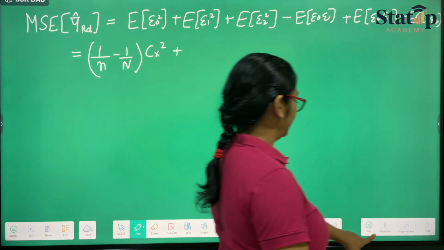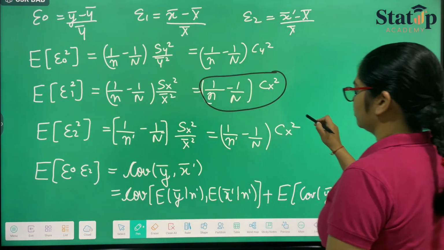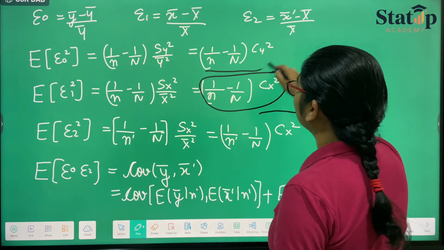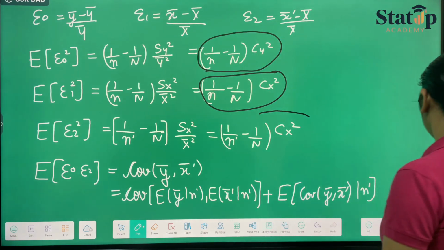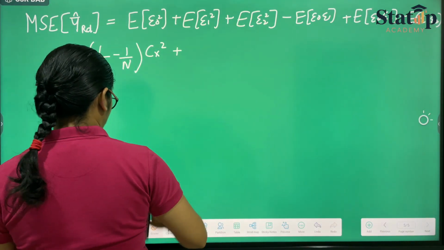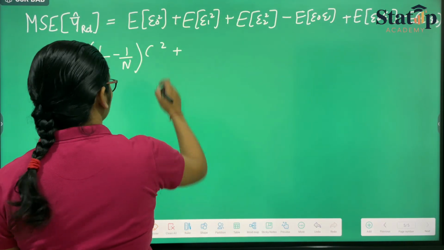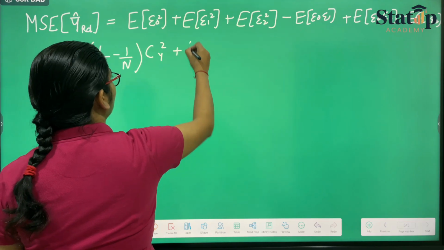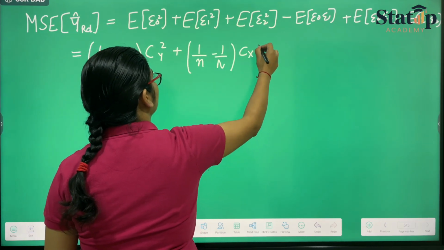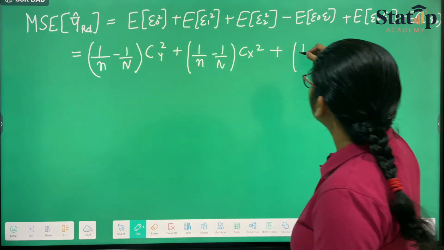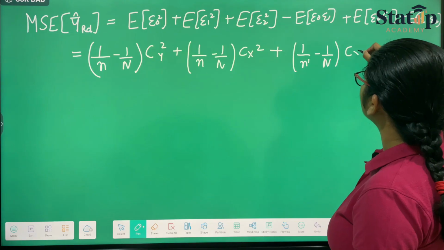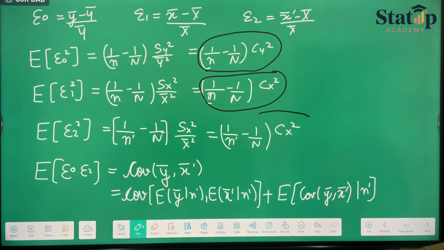Epsilon 1 square would be, okay, epsilon naught was Cy square and epsilon 1 is Cx square. This was Cy square, and this is 1 upon n minus 1 upon capital N Cx square. Then the next one was 1 upon n prime minus 1 upon capital N Cx square. This one.